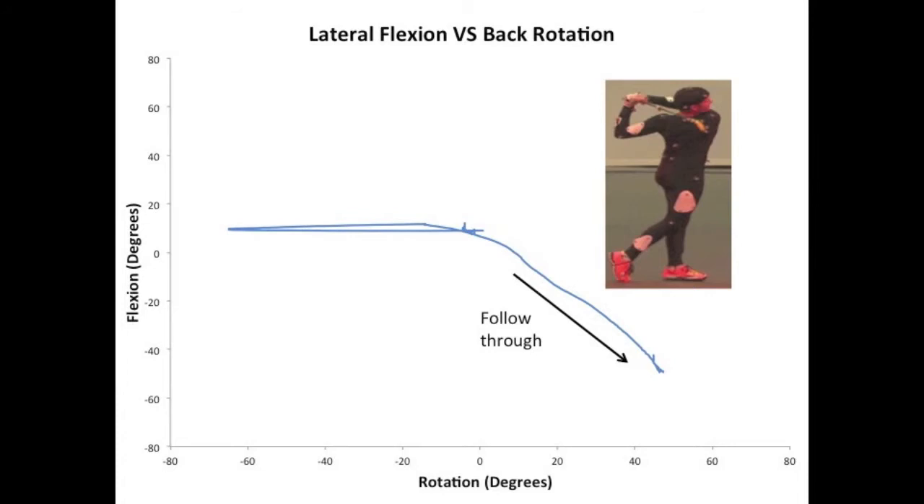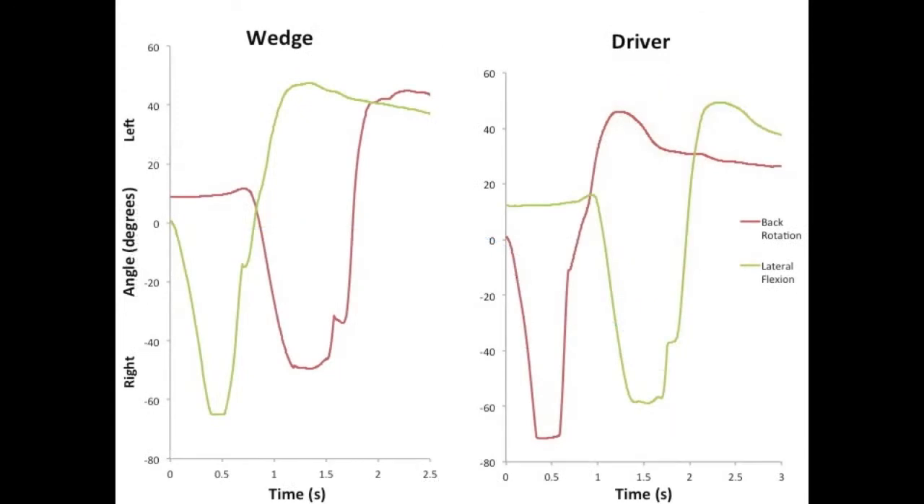If this were a classic golf swing, we wouldn't see the combination of flexion and rotation. The same trends appear in the graphs with respect to the driver. More injuries occur with the driver due to the high velocities as explained earlier.